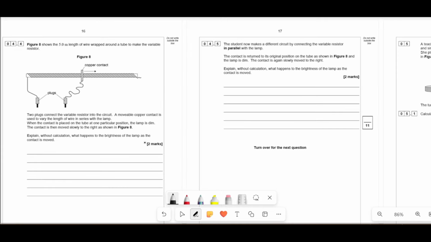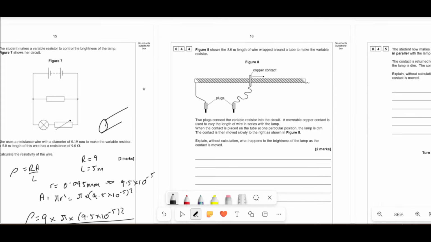Now, figure 8 shows the 5 meter length of wire wrapped around a tube to make the variable resistor. The two plugs connect the variable resistor into the circuit, and a movable copper contact is used to vary the length of wire in series with the lamp. When the contact is placed on the tube at one particular position, the lamp is dim. The contact is then moved slowly to the right as shown in figure 8. So this copper contact can be slid that way, right? Explain without calculation what happens to the brightness of the lamp as the contact is moved. Here it says, do it without calculation.